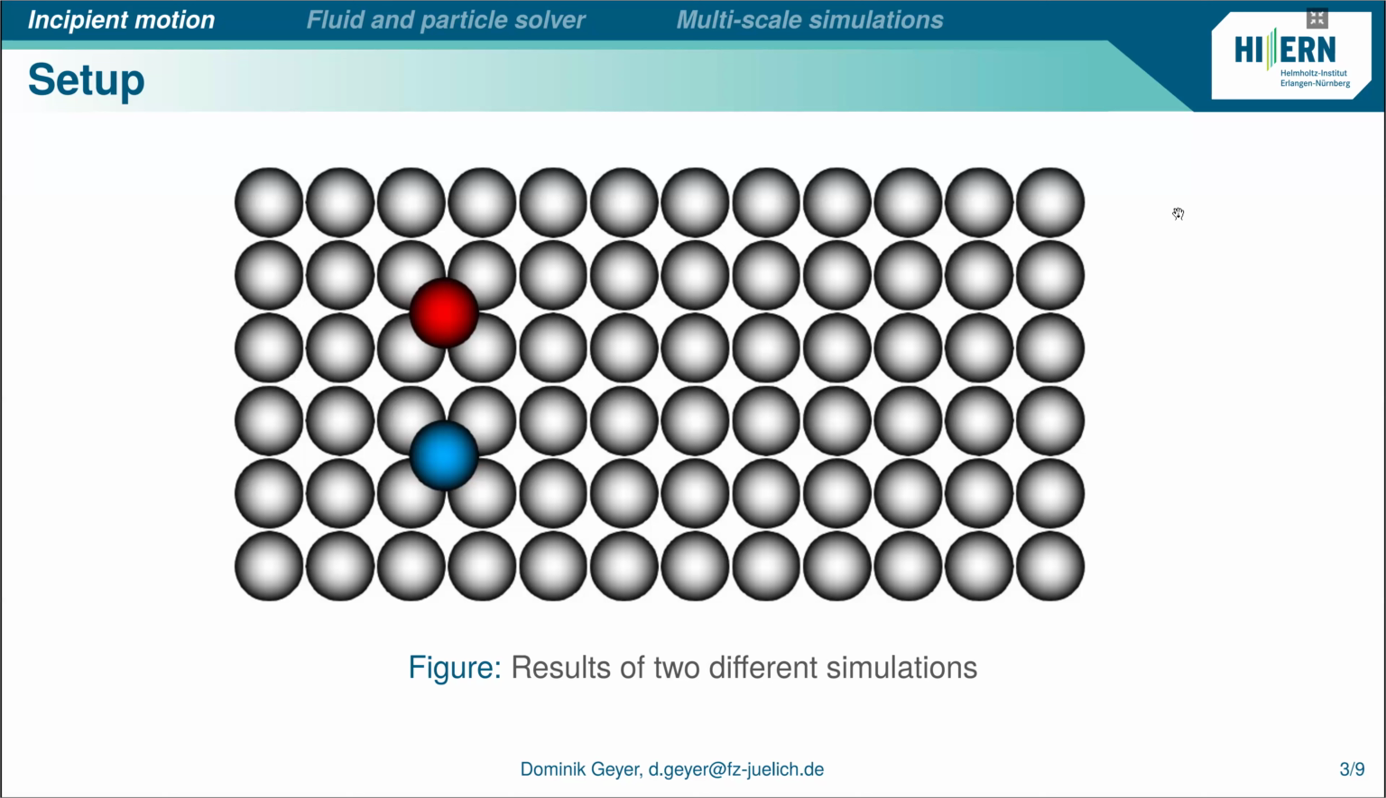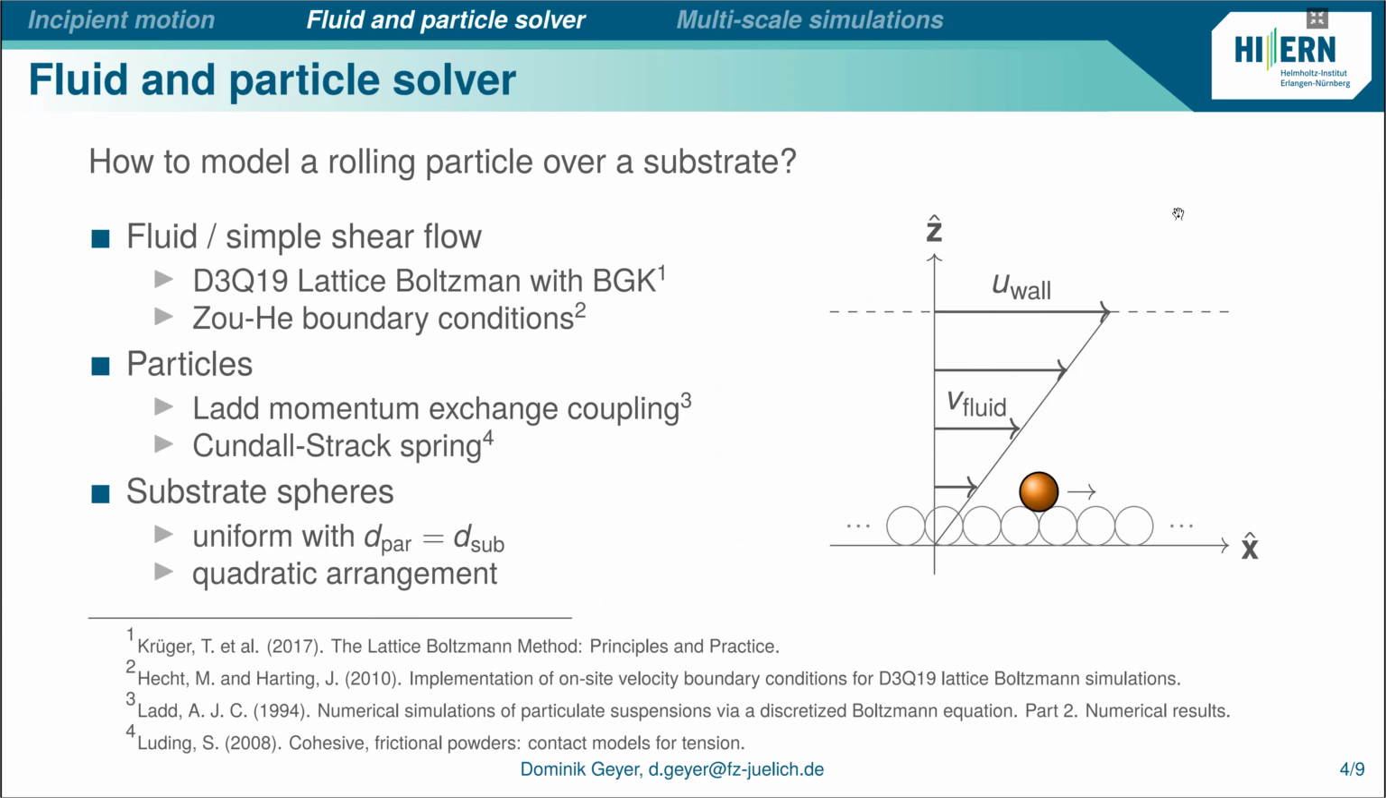And yeah, I think the setup is quite clear. A quadratic arrangement of spheres, I consider a complex substrate, and I have one bead on top of the substrate. So this is a combination of two simulations. And in the following, I will only put one bead on top of the substrate and the bead moves. Okay, now my model: how we implement a rolling particle over the substrate.